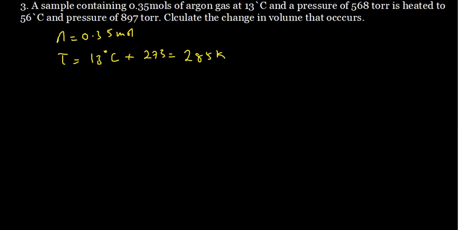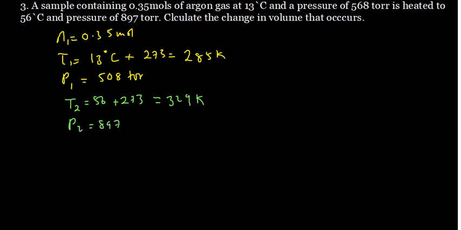And the pressure, also been given, pressure of 508 torr. Okay, so this is number of moles 1, temperature 1, pressure 1. Now we've been told it is heated to the temperatures, and everything is going to change. So temperature 2 is now 56, so we are going to add 273. So this is going to be 56 plus 273, and that is going to give us 329 Kelvin. And then the second pressure, that is P2, is 897 torr.